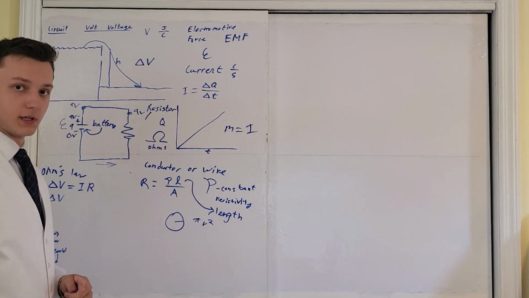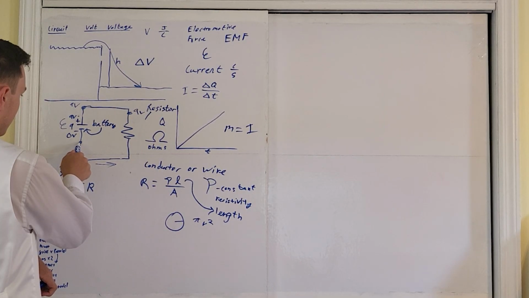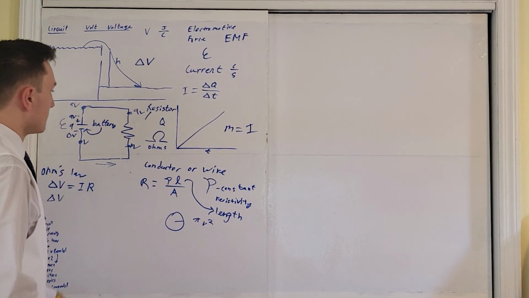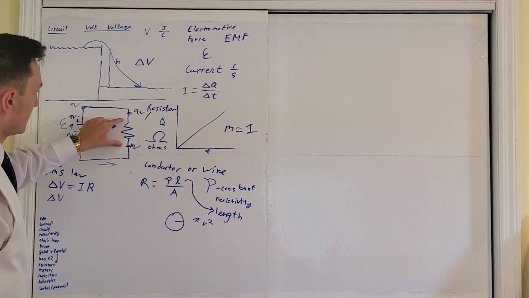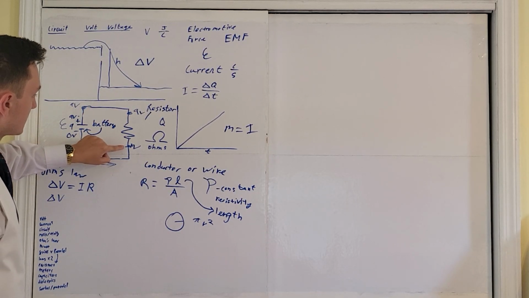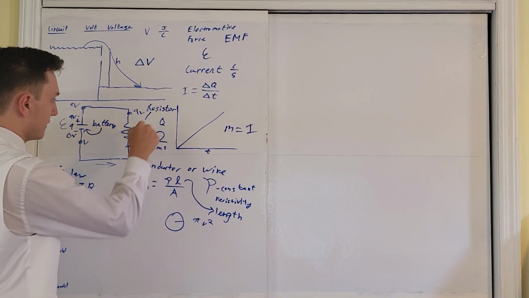Voltage only changes across a component. Like I just said, 0 volts would be measured at this point, 0 volts would be measured at this point. Therefore, the voltage drop, the delta V across this resistor, is the voltage before the resistor minus the voltage after the resistor. So the voltage drop across the resistor is the full 9 volts.